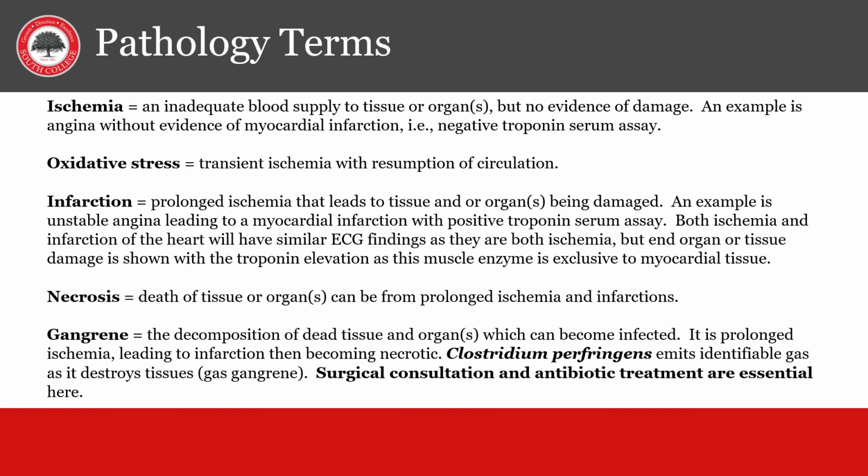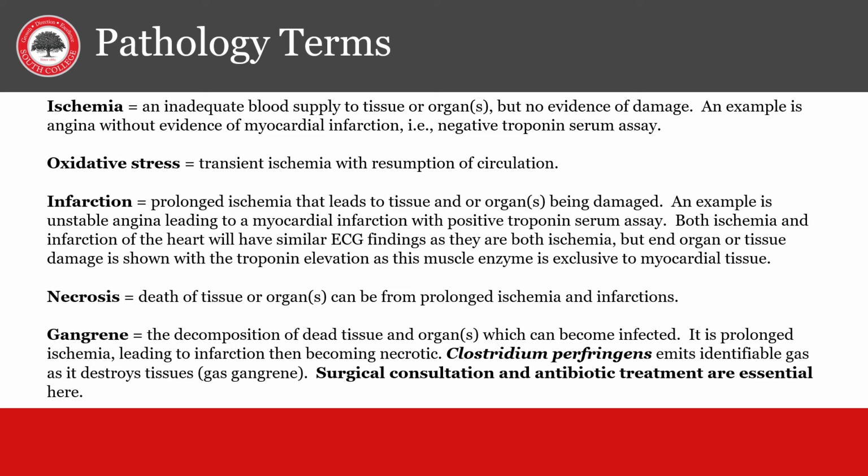These are important terms to understand in pathology. Ischemia is when tissue or organs are starved for oxygen for some reason. This can be transient, like a momentary blockage, or anginal with a partial blockage. There is no evidence of cellular or tissue injury here. Oxidative stress is transient ischemia due to disruption of the oxygen circulation, but then it is restored.